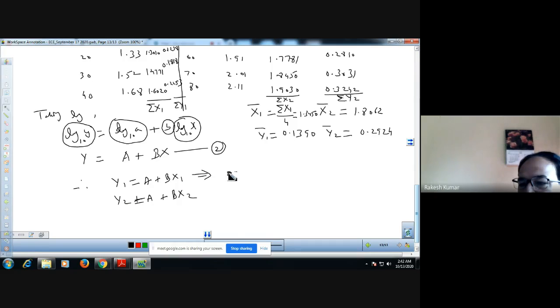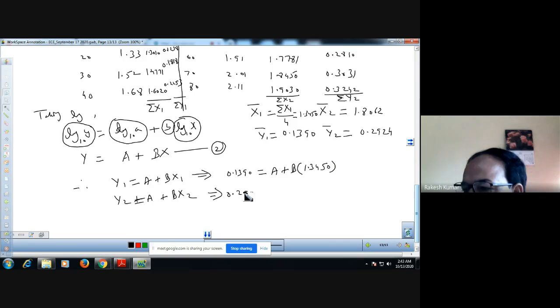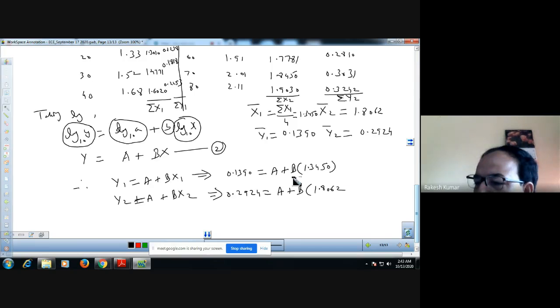Y1 is 0.1390, capital A plus capital B into x1 is 1.3450, and y2 is 0.2924. This is capital A plus capital B into 1.8062. Now these are the equations in capital A and capital B. So you will find out the values of capital A and capital B.